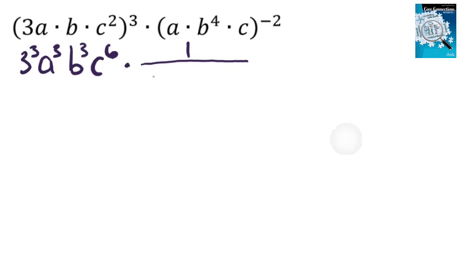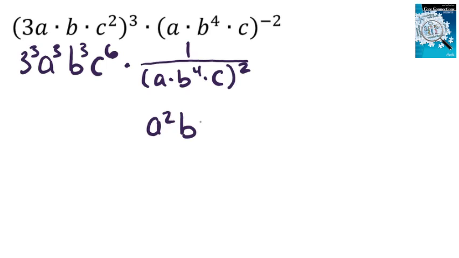So down in the denominator, what I have here is an a times b to the 4th times c raised to the positive second power. And that's going to be a lot easier to deal with. So what I'm going to do is raise each one of those to the second power. And when I do that, it's going to become a to the second, b to the 4th squared, right? b to the 4th, raised to the second power, would be b to the 8th power, and then finally a c to the second power.